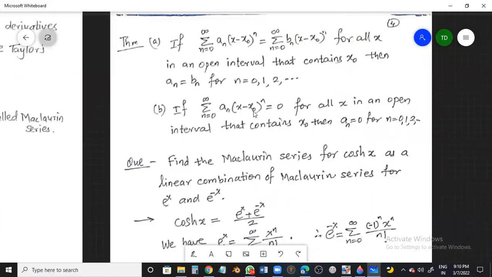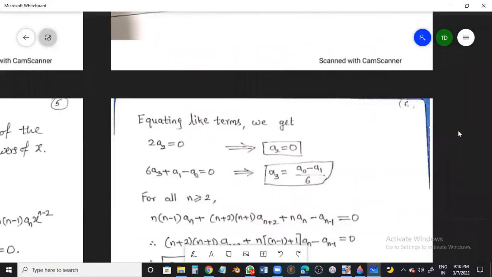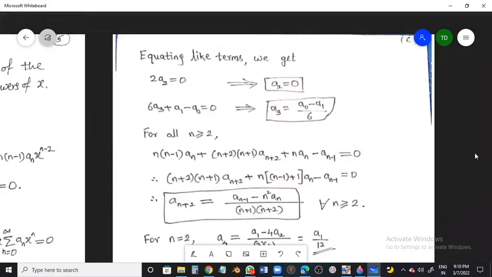What you see here: summation n equal to 0 onwards, a_n times (x minus x naught) raised to n is 0, then a_n is 0 for every n. So every coefficient will equate to 0 only when the right side is 0 compulsorily. So let us go with it. And we are equating the terms.